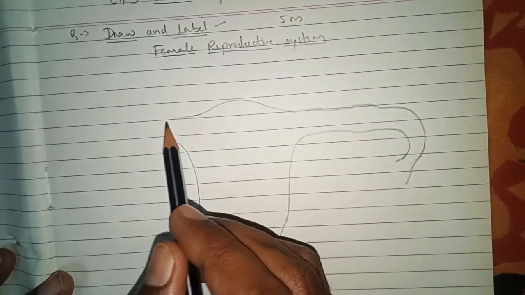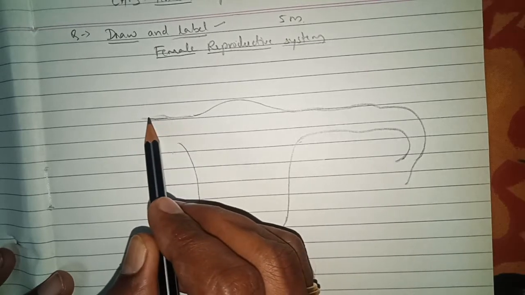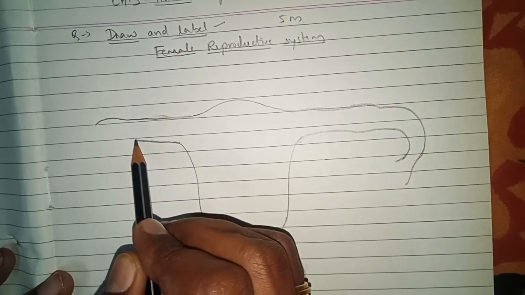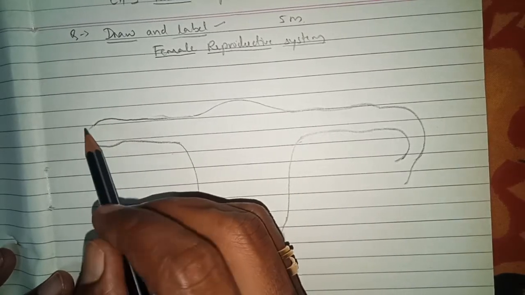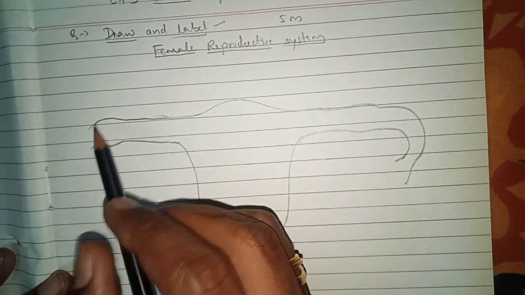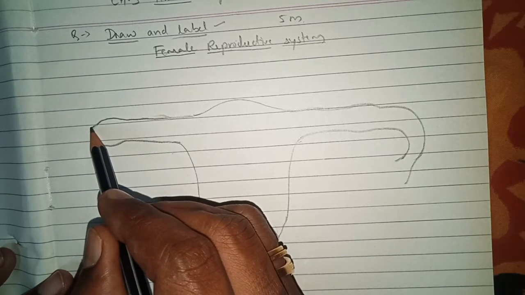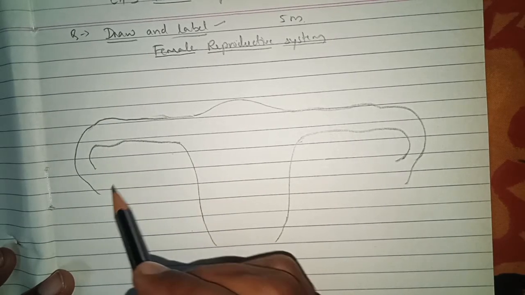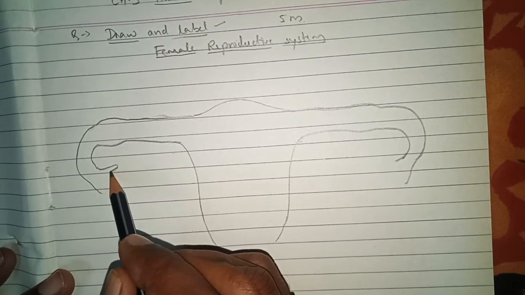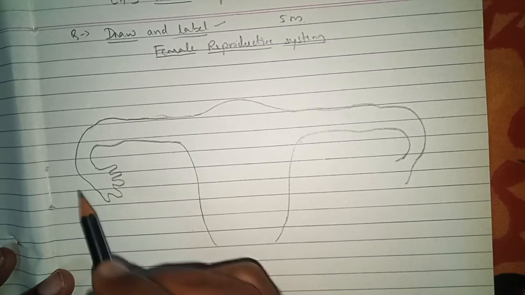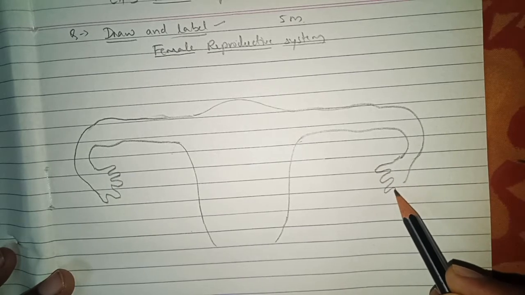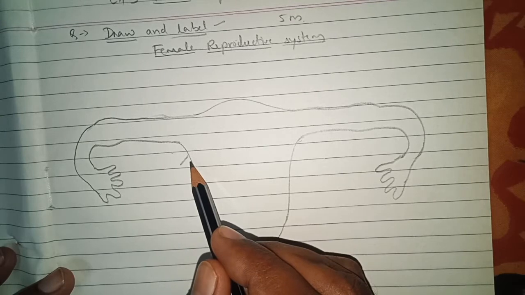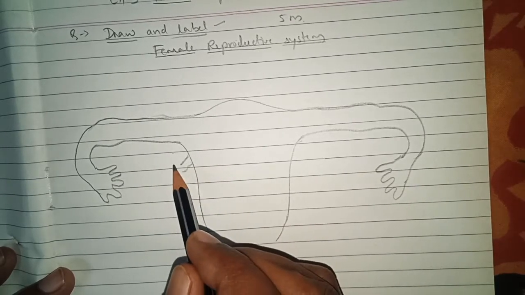And on the same side this also. That is the fallopian tube. Here we should show the ampulla and isthmus. Then you can show the finger like projections here. These are the finger like projections; parts we will label later. And here you can show the ovary, which is usually connected to the outer wall. We can show it in an oval shape.